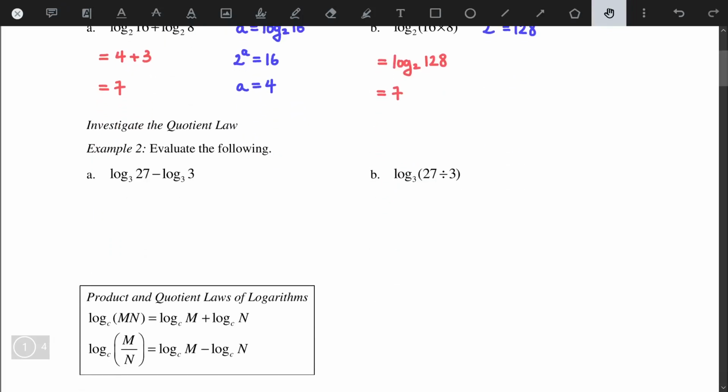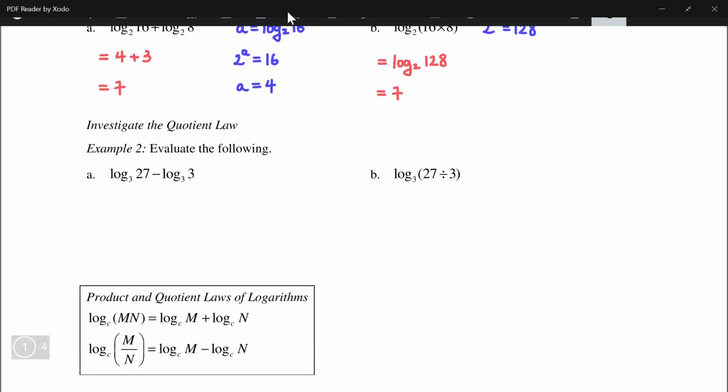Next, we have example number 2. So here we have a similar idea, but we're dividing instead. So log base 3 of 27 is equal to 3. And of course, log base 3 of 3 is equal to 1. And here we have 3 minus 1, which is equal to 2.